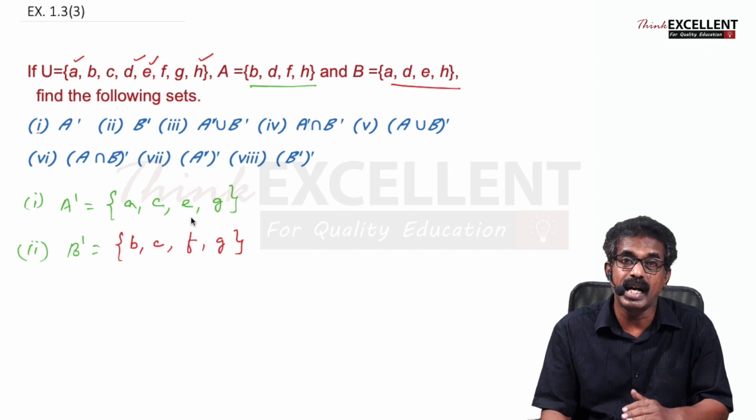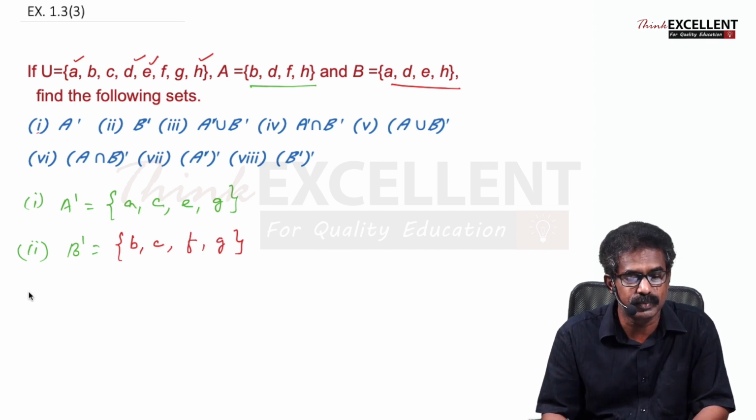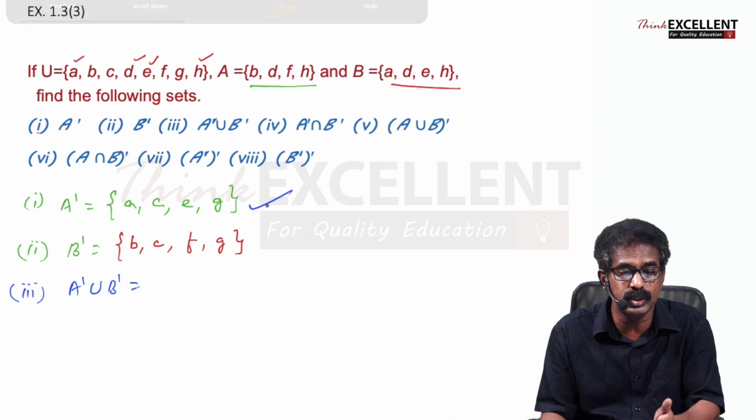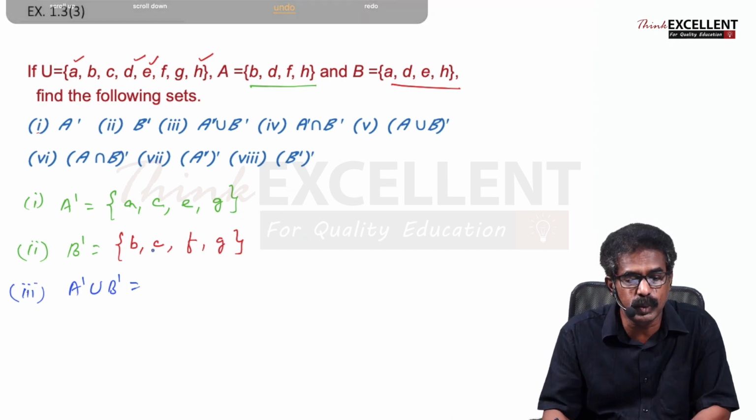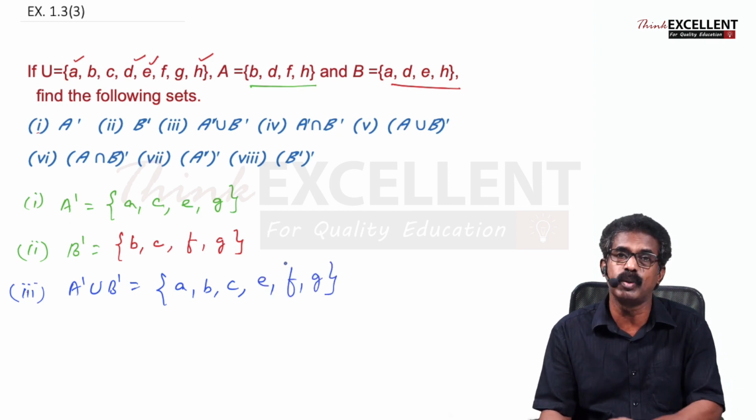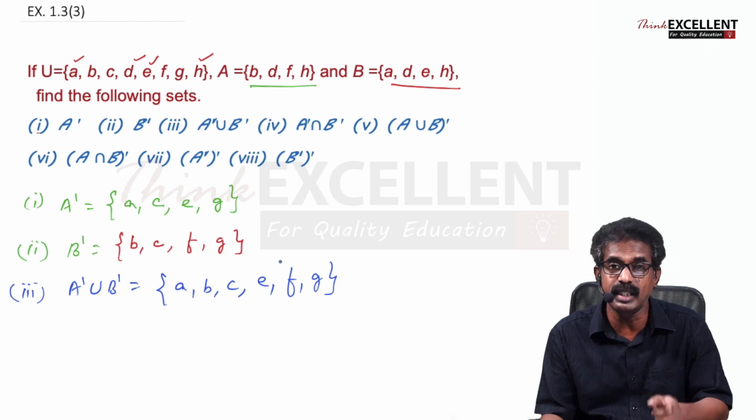Next we want A dash union B dash. Third one they asked to find A dash union B dash. So A dash you already got, B dash also you got. Find the union of those two. So write in order A, B, C, E, F, G, without repetition. You write everything. That is union. Here, A dash union B dash.